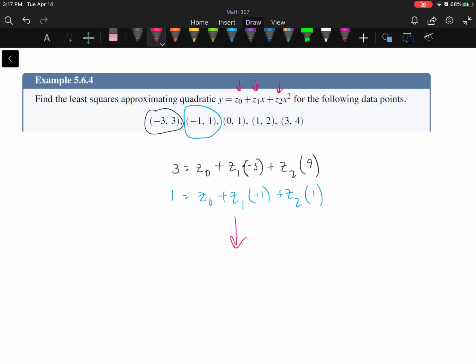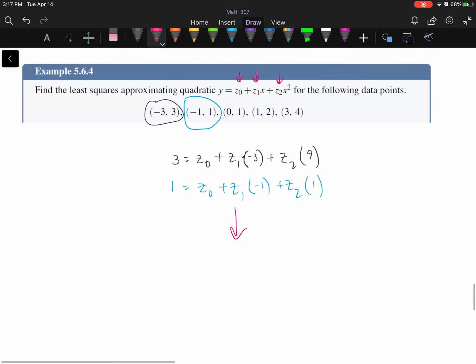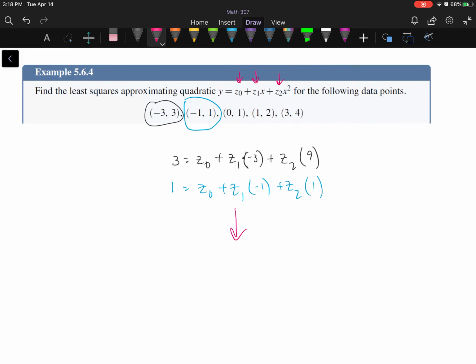So here, I'll go ahead and just write that matrix equation. This portion will be a vector that we call y: 3, 1, 1, 2, 4. Those are all of the y values of the points.